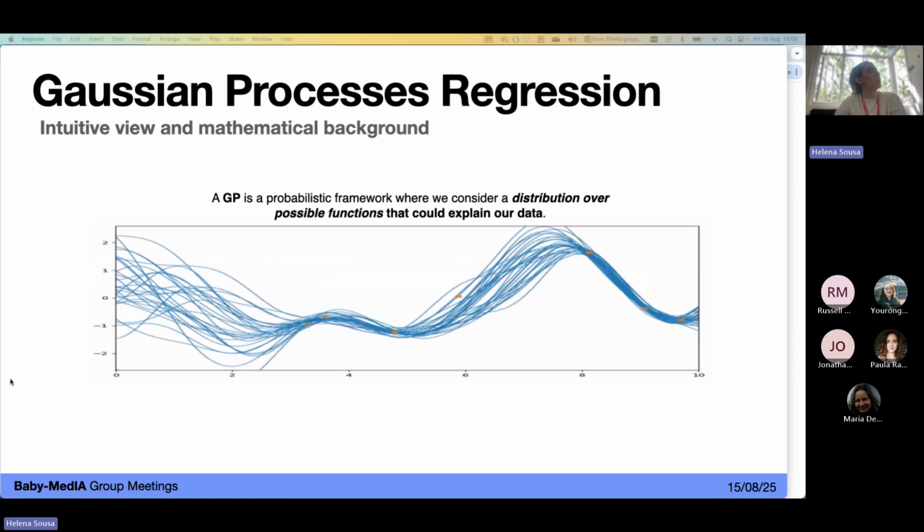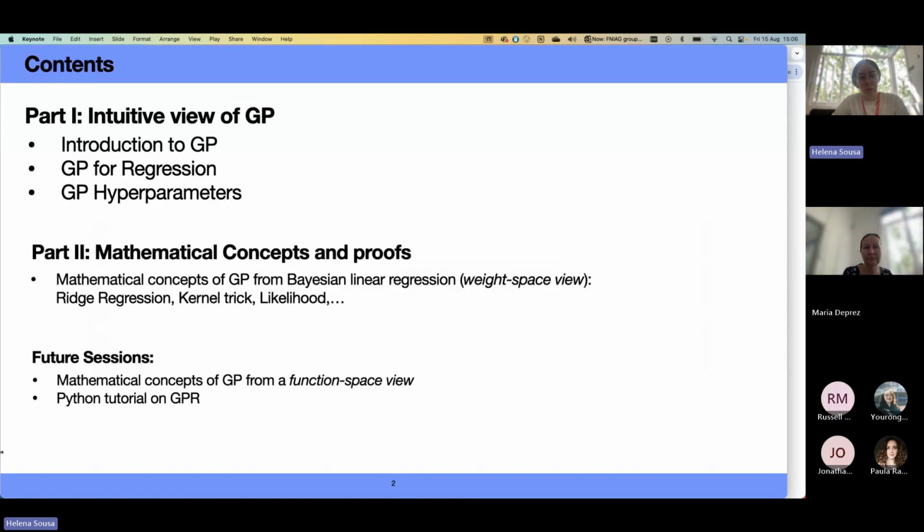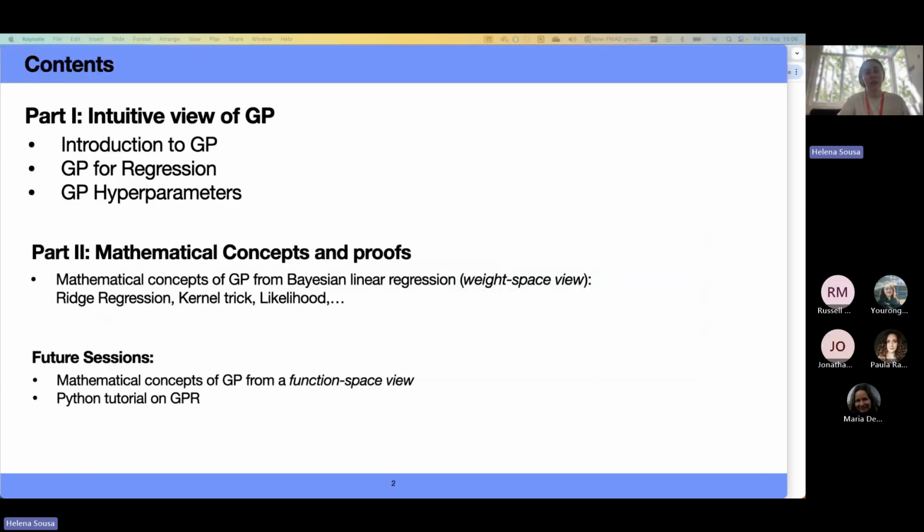So I just want to say that in this first session, what we are planning to do is, let me just show you. It's to talk firstly about, I will introduce this more intuitive view of Gaussian processes. I'll talk a little bit about what a Gaussian process is, and then how we can use them to do regression, and then a little bit about the hyperparameters that we have in Gaussian processes.